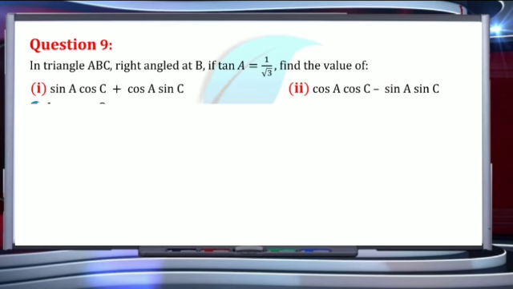Next, question number 9 is, in triangle ABC, right angle at B, if tan A is equal to 1 upon root 3, then find the value of sin A cos C plus cos A sin C and cos A cos C minus sin A sin C. Students, here we are given tan A. So that means we are given perpendicular upon base. So we will consider our perpendicular as k and base as root 3k.